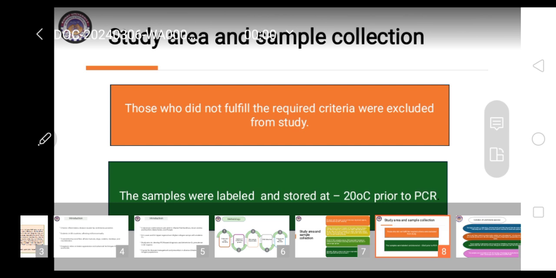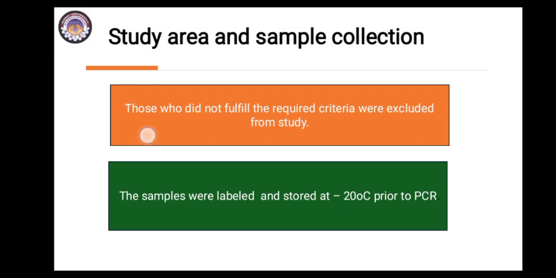Next, study area and sample collection. Those who did not fulfill the required criteria were excluded from the study. The samples were labeled and stored at minus 20 centigrade prior to PCR.